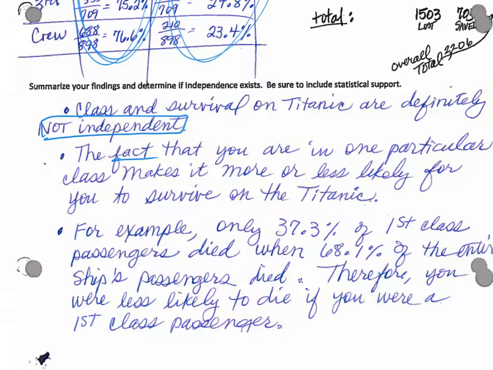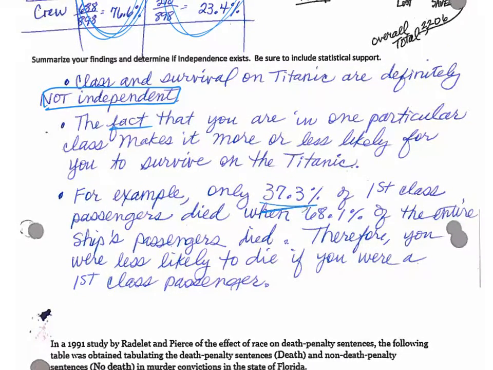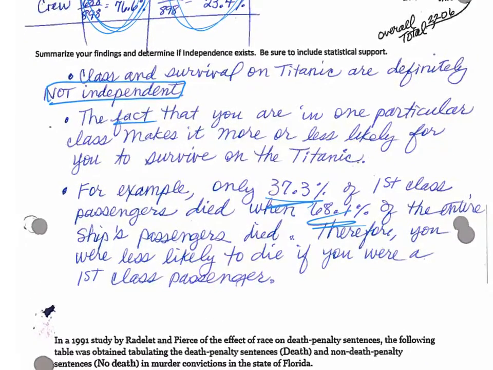Perfect. The fact that you're in a particular class affects your survival. That's what I heard, and that's perfect. And then give me one thing that is exact numerical data. If you were in the first class, there's a higher chance of survival rate than if you were in the second class. Okay, you compare, yep, that works. Percents. Okie dokie.